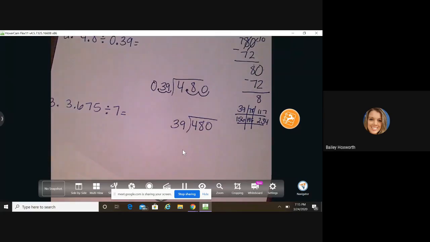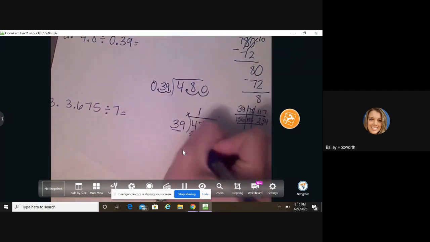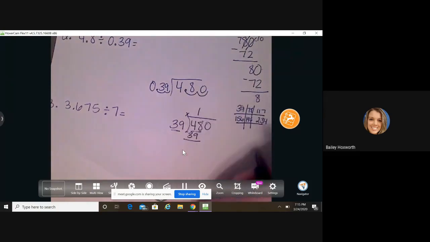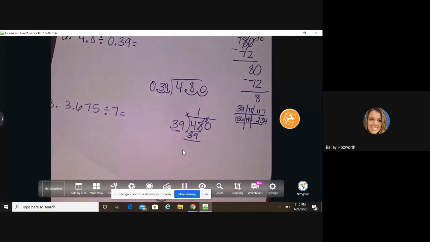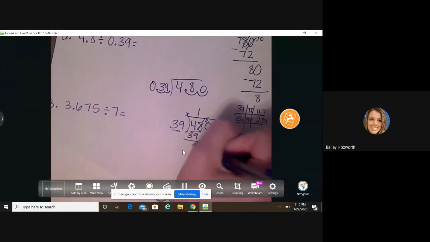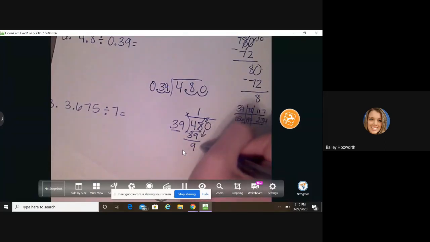Okay. So first things first. How many times can 48 be divided by 39? Well, I got 39 and then 78. 78 is too big. So only one time. And 1 times 39 is 39. And when I subtract, I am left with 9. Bring down my 0.